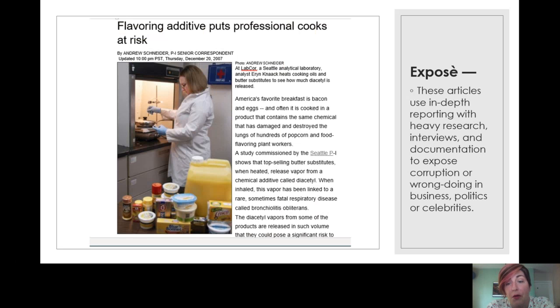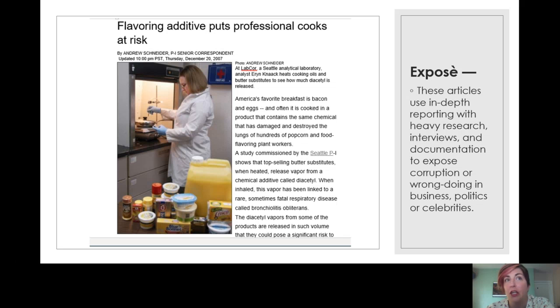The next one is expose. These are big articles. These articles use in-depth reporting with heavy research. This is not something that's done in a couple of days. This can often take weeks, months, or even sometimes years, depending on how serious the topic is. They go through many interviews to try to find people who are involved, and there's a lot of documentation to expose. Expose corruption and wrongdoing in business, in politics, or with celebrities.